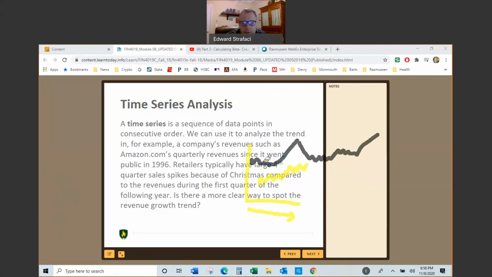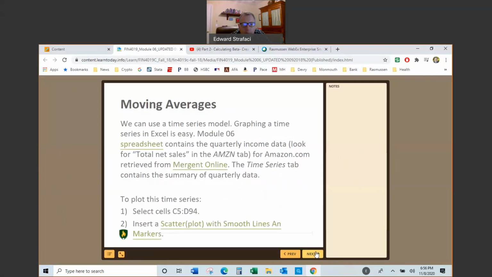So erase this, and that's just an idea as to how time series analysis works. So what we get are moving averages, and if you download the spreadsheet, you're going to get this quarterly income data, and you're going to be able to plot it. But what a moving average does is it takes away the noise in the information, right? It takes away the noise.